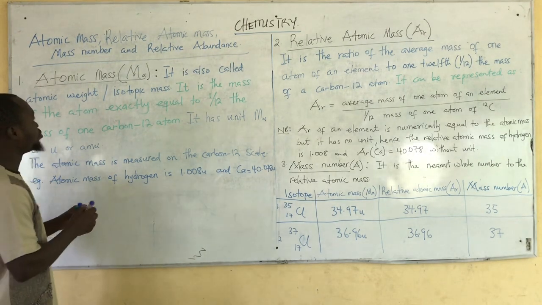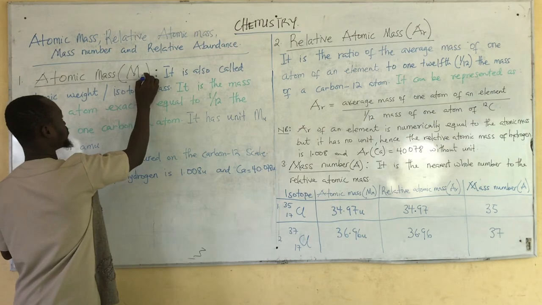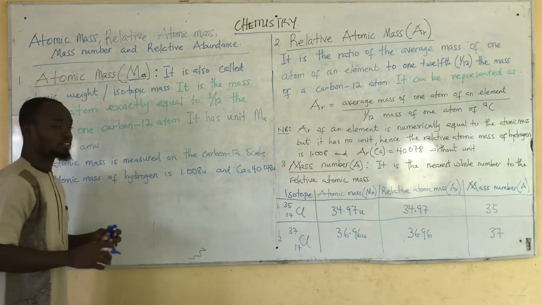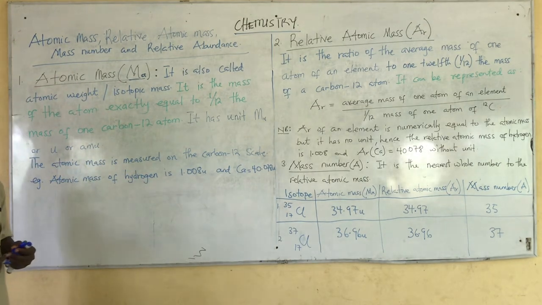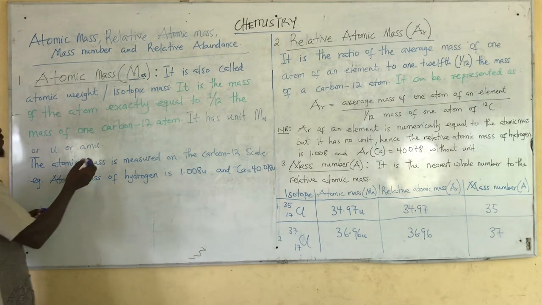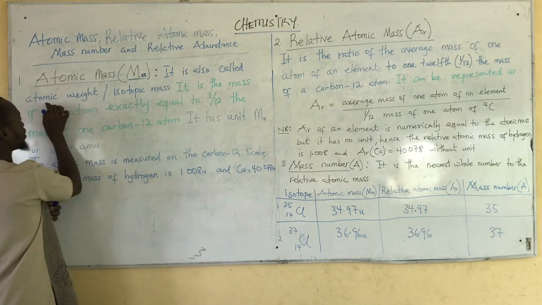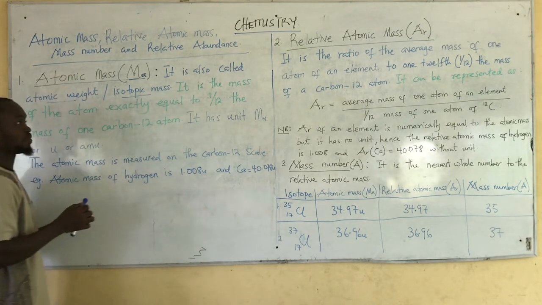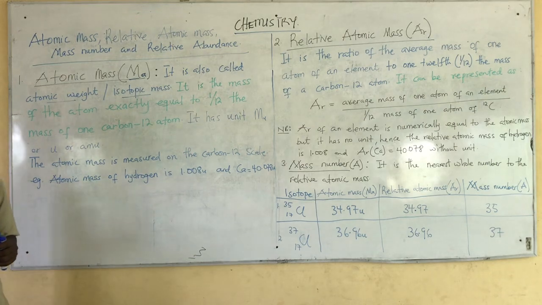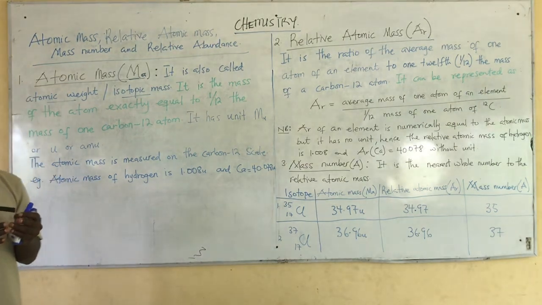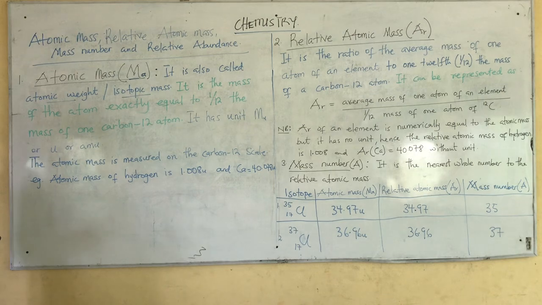Atomic mass is denoted by M with a small subscript A. The atomic mass is also known as the isotopic mass or the atomic weight. So over here I've indicated it is also called atomic weight or isotopic mass. It is simply the mass of the atom exactly equal to 1/12 the mass of one atom of carbon-12.